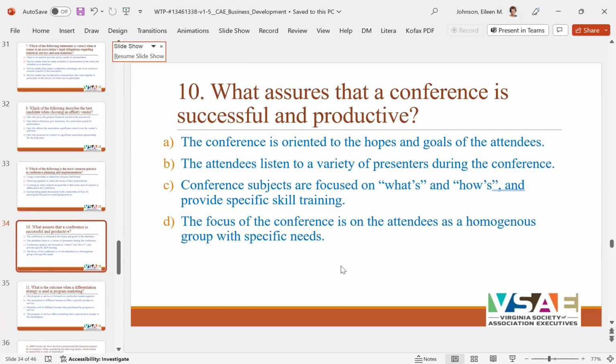Excuse me. What assures that a conference is successful and productive? A, the conference is oriented to the hopes and goals of the attendees. B, the attendees listen to a variety of presenters during the conference. C, conference subjects are focused on the what's and how's and provide specific skill training. D, the focus of the conference is on the attendees as a homogeneous group with specific needs. Oh my.